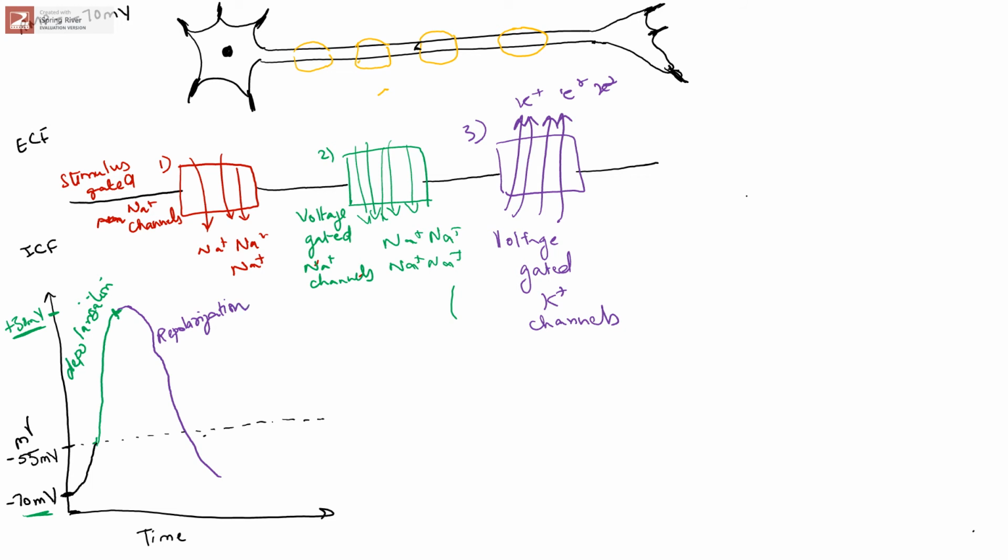Now this depolarization and repolarization of the cell is called an action potential or a nerve impulse.